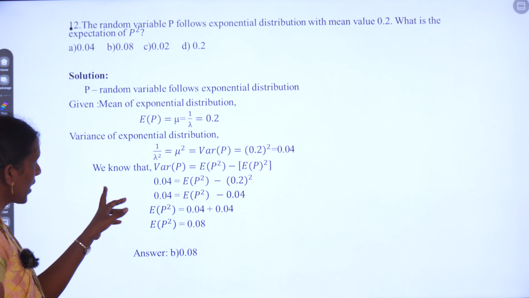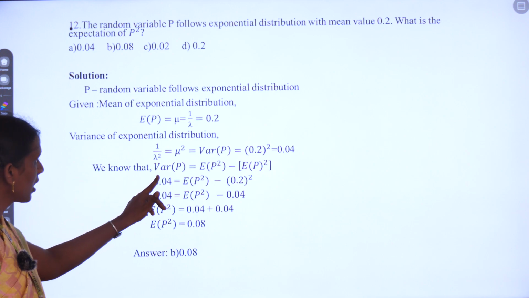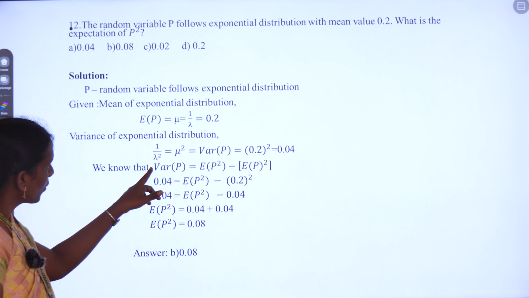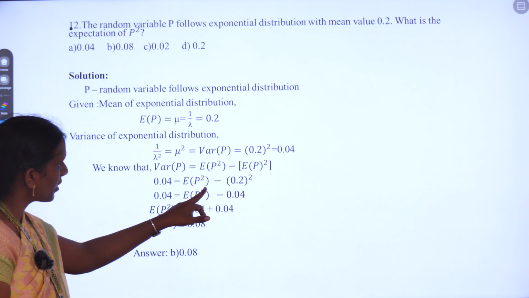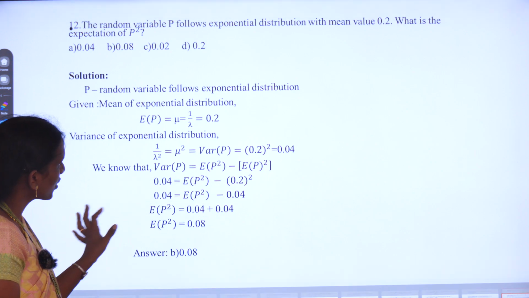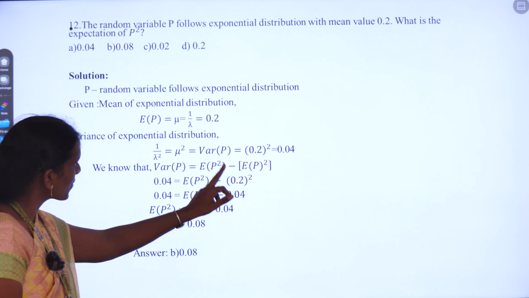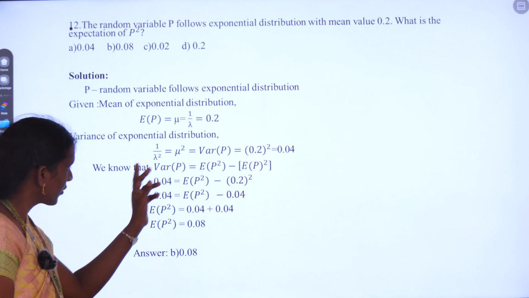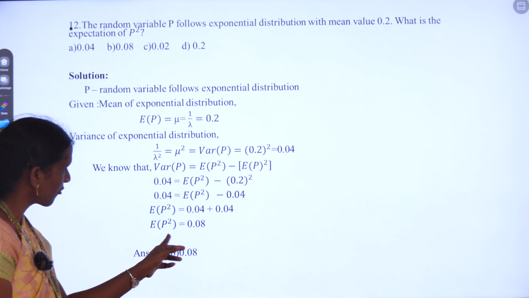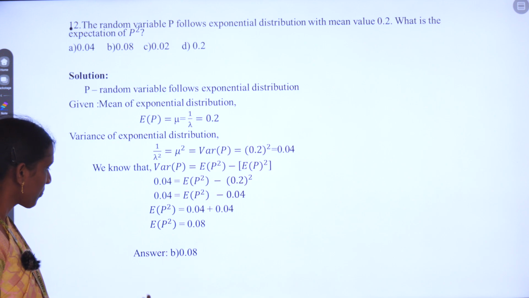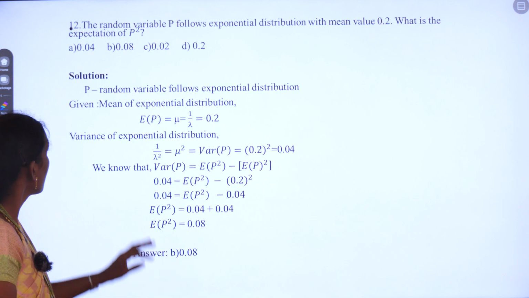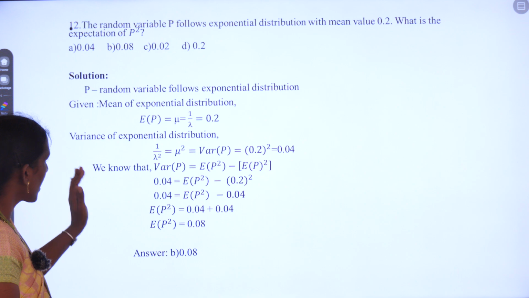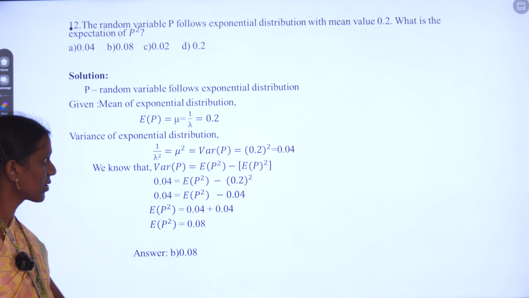So expectation of P square, we can find it from this formula: variance of P is equal to E of P square minus E of P the whole square. We know the variance is 0.04, which is equal to expectation of P square minus 0.2 the whole square, which is nothing but 0.04. So you bring this minus 0.04 to the left hand side. Therefore expectation of P square is equal to 0.08. Therefore the answer is option B, 0.08. So this is the expectation of P square. Given the mean, we were asked to find the expectation of P square. This is also a very important problem.